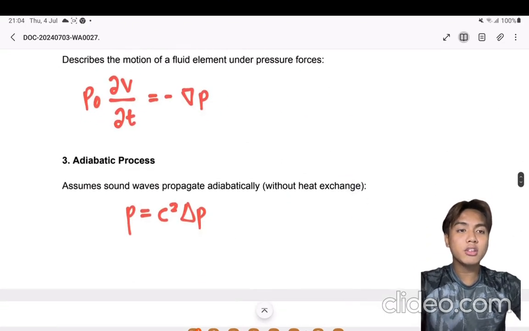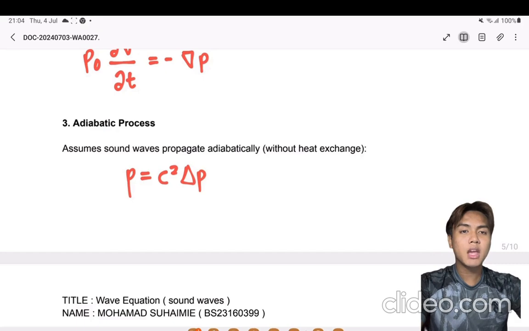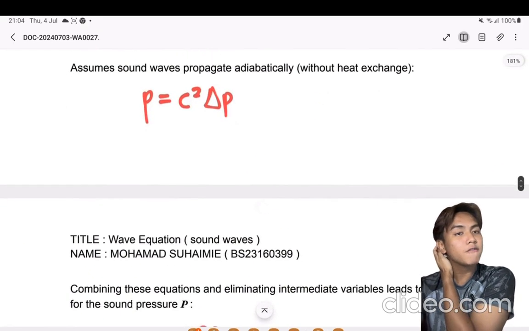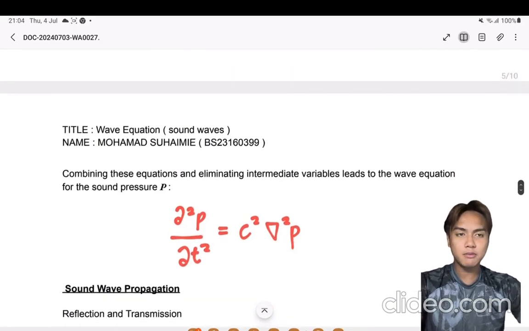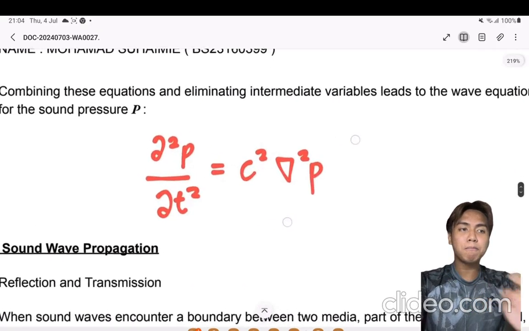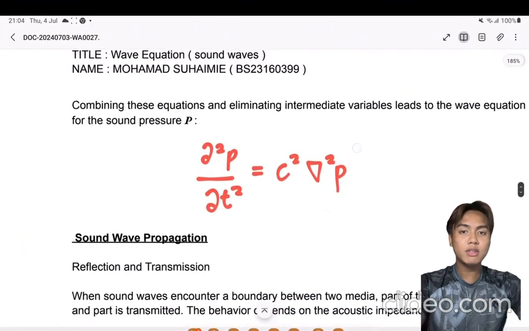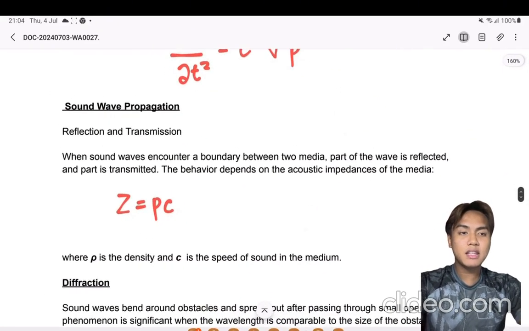And combining this equation and eliminating intermediate variables leads to the wave equation for the sound pressure, which leads to this equation as you can see. And for sound wave propagation, reflection, and transmission, when sound waves encounter a boundary between two media, part of the wave is reflected and part is transmitted. The behavior depends on the acoustic impedance of the media, which is given by the equation that I already showed you, where rho is the density and c is the speed of sound in the medium.